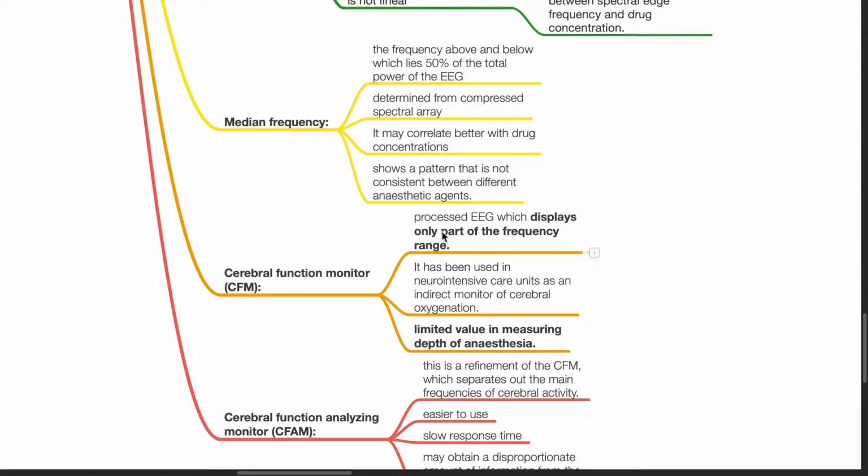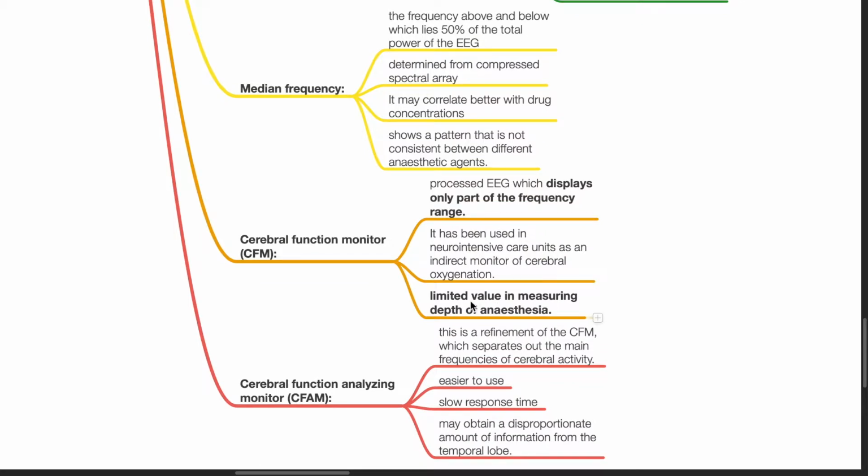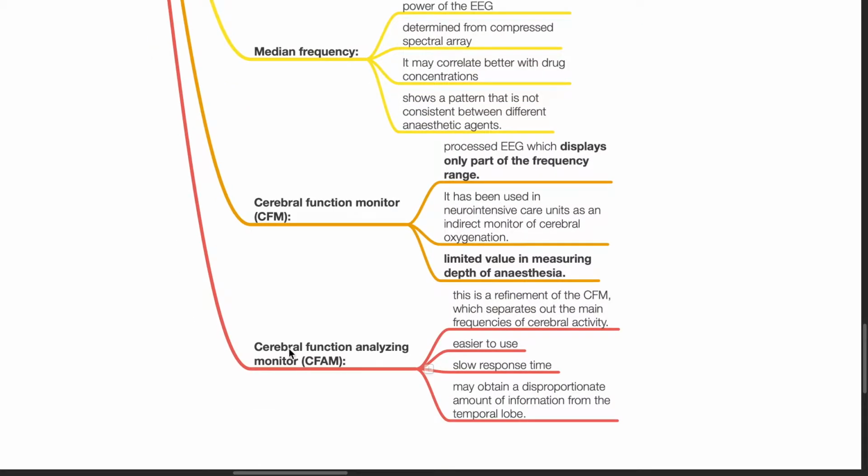Cerebral Function Monitor, or CFM. It's a processed EEG which displays only part of the frequency range. It has been used in neuro-intensive care units as an indirect monitor of cerebral oxygenation. However, it is of limited value in measuring depth of anesthesia.